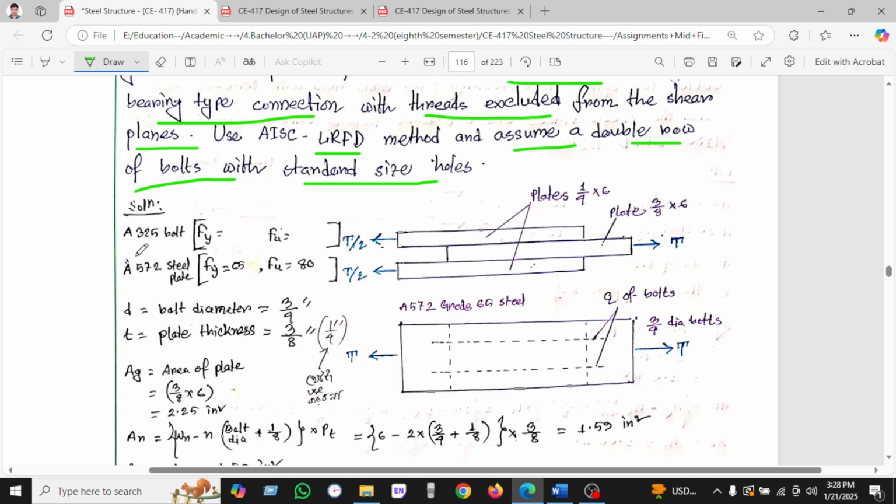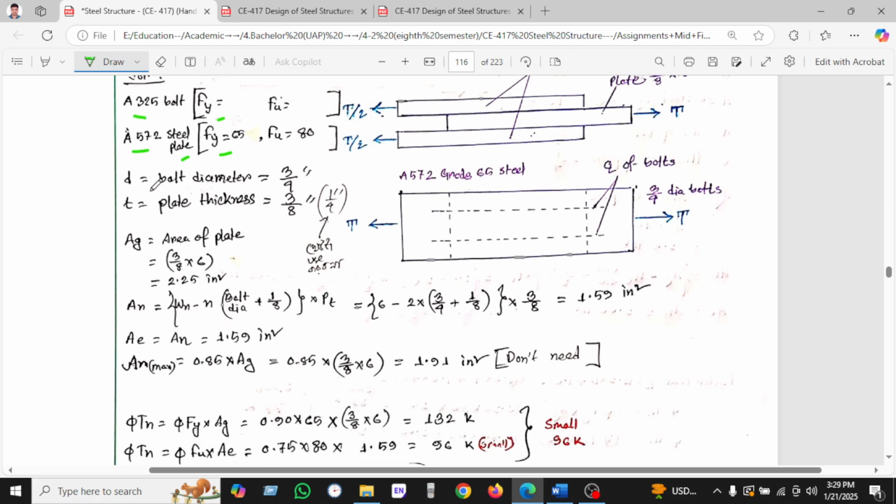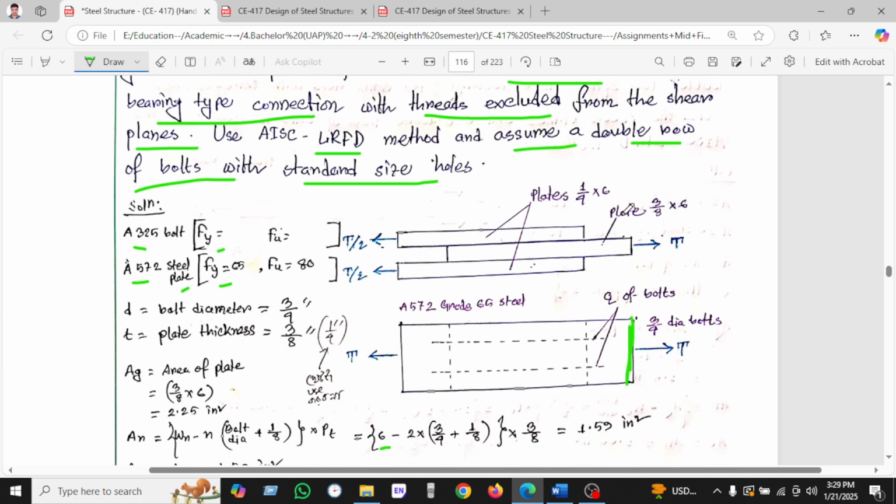Okay, let's see. As you know, for the A325 bolt we will use Fu, and for the steel we will use Fu equal to 65. The plates are given as 1/4 by 6, and the middle plate is 3/8 by 6. So we know the bolt diameter is 3/4 and plate thickness is 3/8, and the area of the plate is Ag, and An equal to W, and the width is 6, as given here.